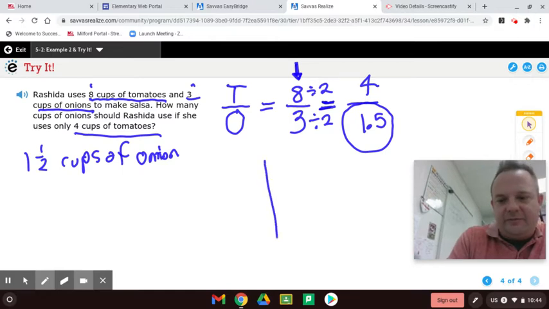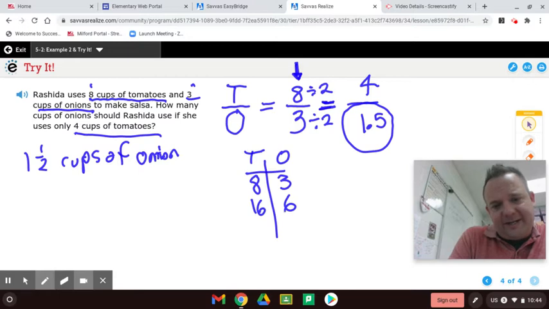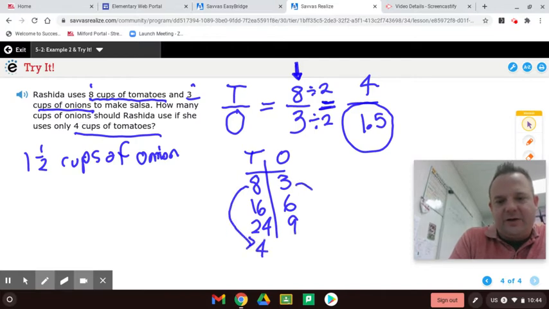Here's a ratio table, which might help you. You go tomatoes, onions, and you go 8 tomatoes to 3 onions, times 2 would be 16 to 6. 8 times 3 is 24, and 3 times 3 is 9. Okay, now we wanted the 4 for tomatoes, so we find a relationship. So 8 divided by 2 is 4. 3 divided by 2 is 1 1/2. So that's the ratio table way.